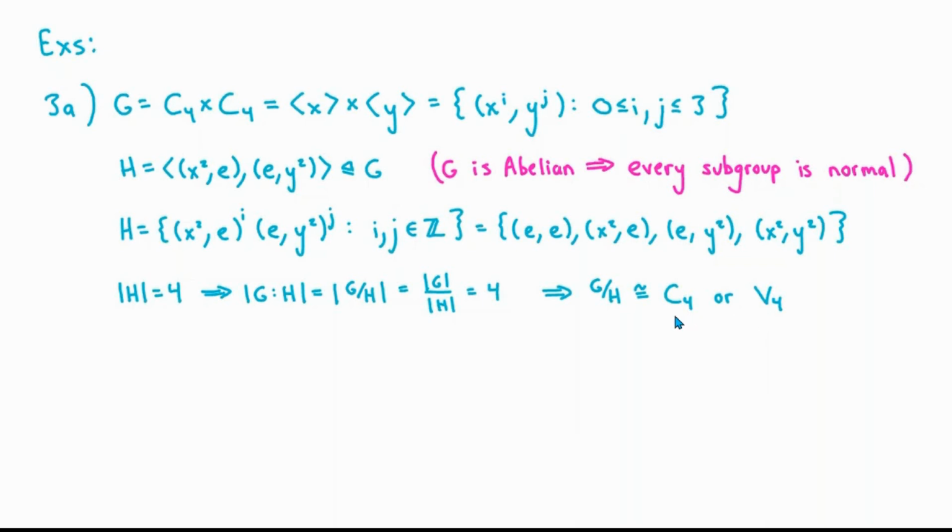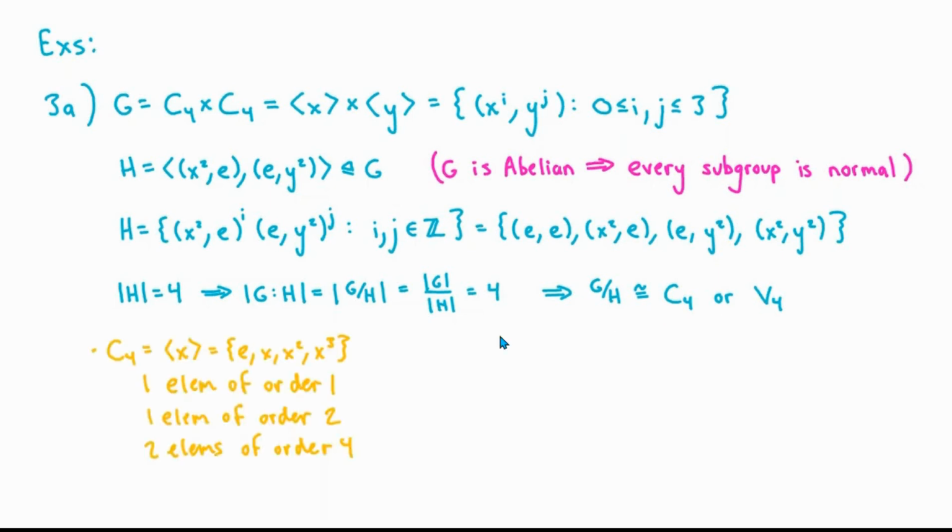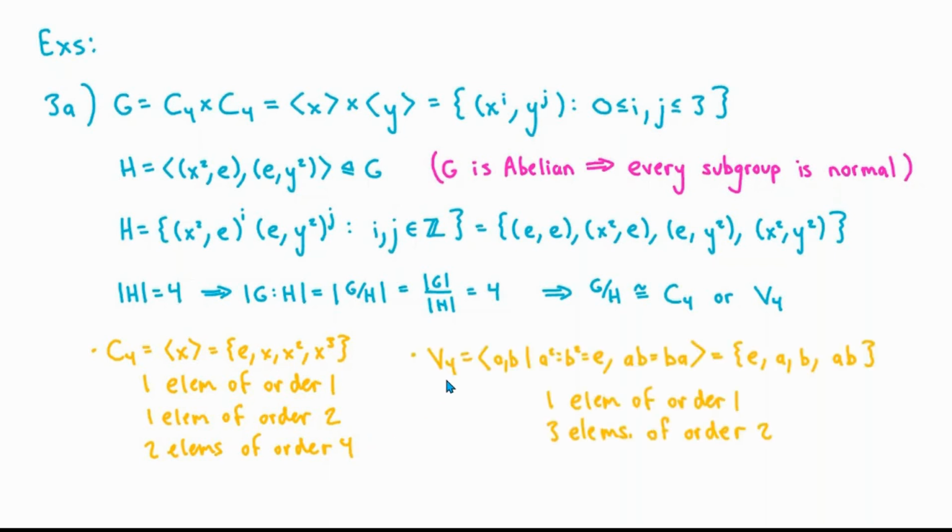Now, in order to distinguish which of these two groups the quotient group is isomorphic to, let's recall some basic facts about these groups. If I write the cyclic group of order 4 as being generated by an element x, then it's easy to check that this group has one element of order 1, which is the identity element, one element of order 2, which is the element x squared, and the remaining two elements both have order 4. On the other hand, if I write the Klein 4 group using generators a and b, so that it's the group {identity, a, b, ab}, then the identity element has order 1, but all of the other three elements of this group have order 2.